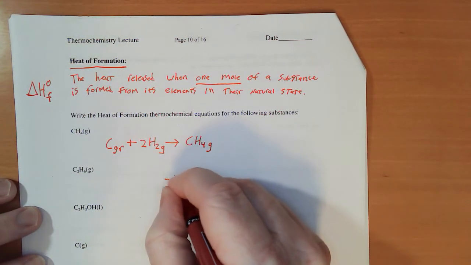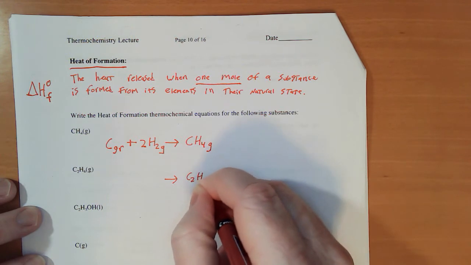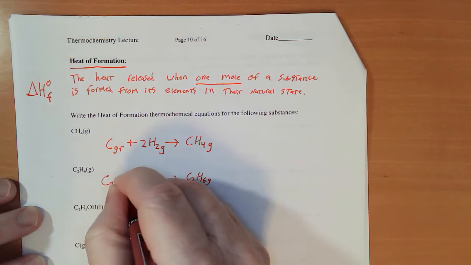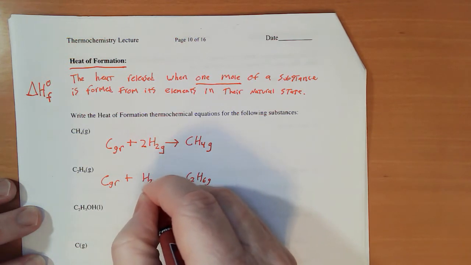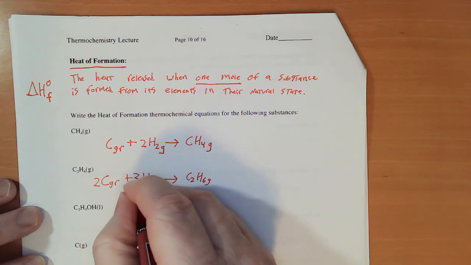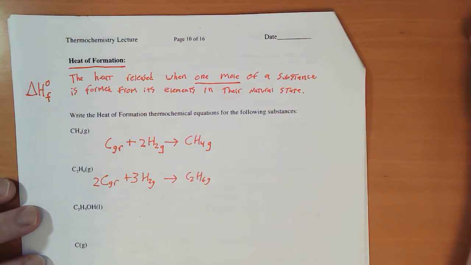Now for C2H6 gas, it's coming from carbon, whose natural state is graphite, and hydrogen's natural state is H2 gas. But this time I need to put a 2 here and a 3 there for it to work.